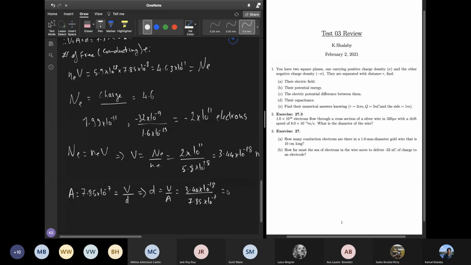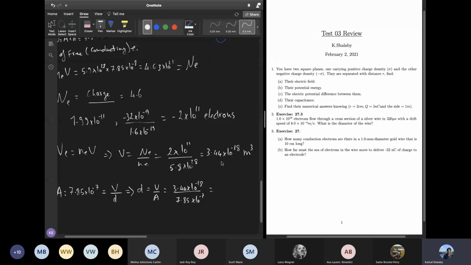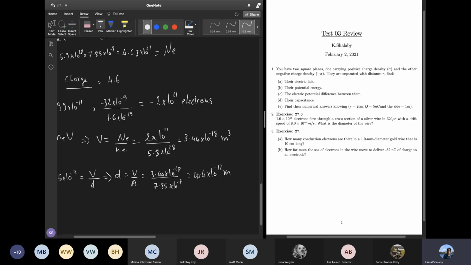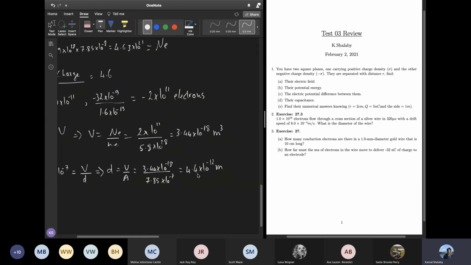That will equal 4.4 times 10 to the power of negative 12 meters, which is really insanely small. That will equal 4.4 times 10 to the power of negative 3 nanometers.